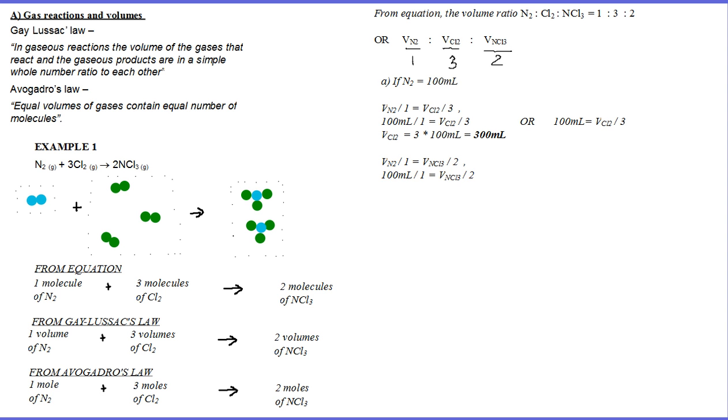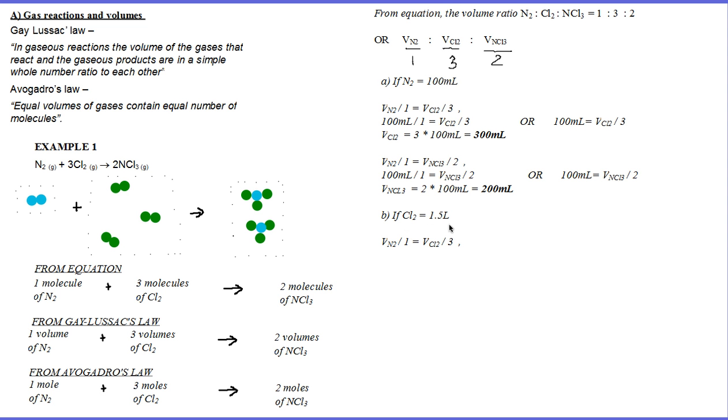We can now start substituting some things in because we know the volume of nitrogen is 100, so 100 mils divided by 1 equals the volume of nitrogen trichloride divided by 2, or 100 mils equals the volume of nitrogen trichloride divided by 2, or the volume of nitrogen trichloride equals 2 lots of 100 mils equals 200 mils. And that's our first simple mole style example looking at actual mathematics in chemical reactions. But we can start making these equations a little bit trickier by not having nice simple numbers like 100 mils.